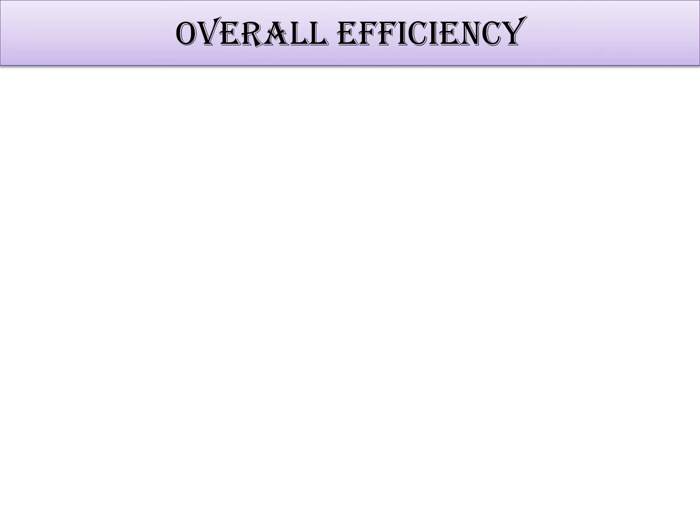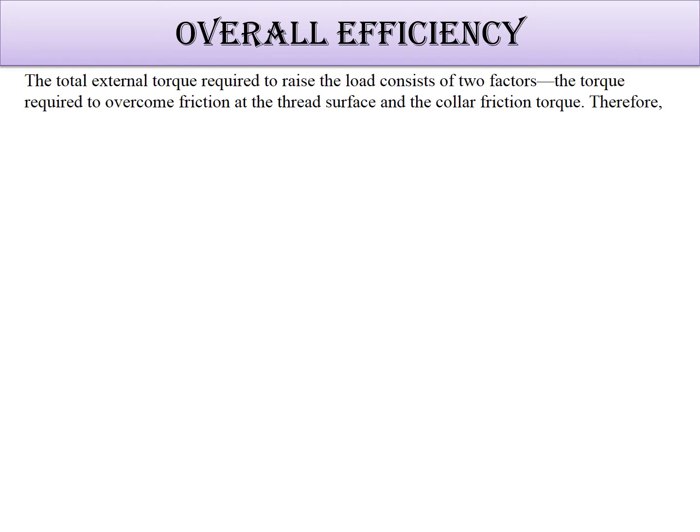But when we consider collar efficiency or collar friction, in the previous video we have seen regarding the collar friction. So if collar friction is considered, that will be related to the screw jacks and all these things. The total torque required to raise the load consists of two factors: one, the torque required to overcome friction at the thread surface, and the other, the collar friction torque. In the previous video we have learned about the collar friction torque, and the threaded part is already done.